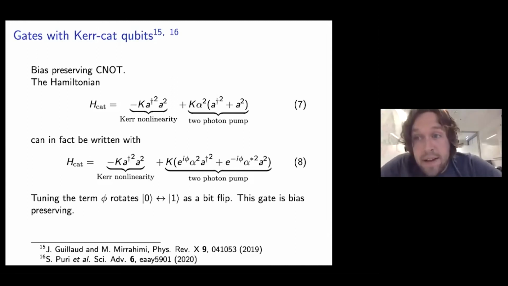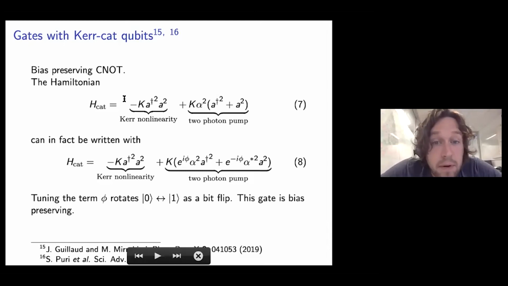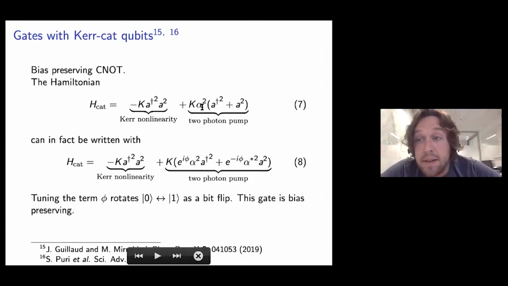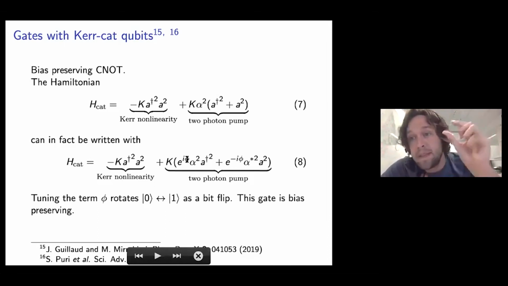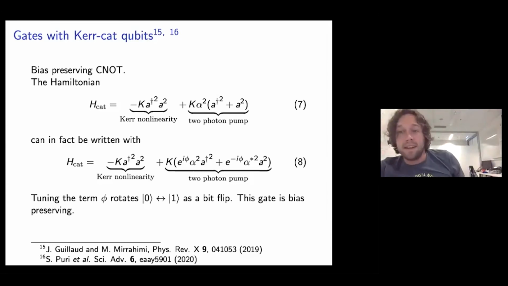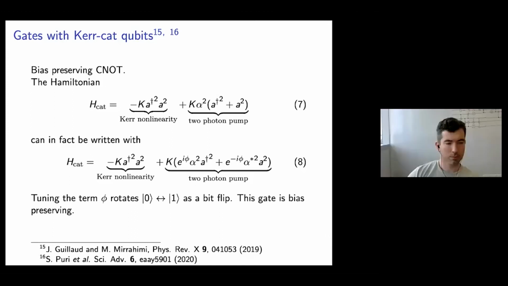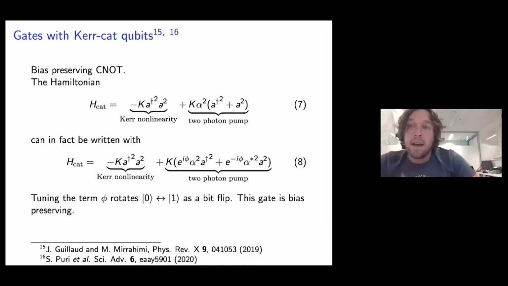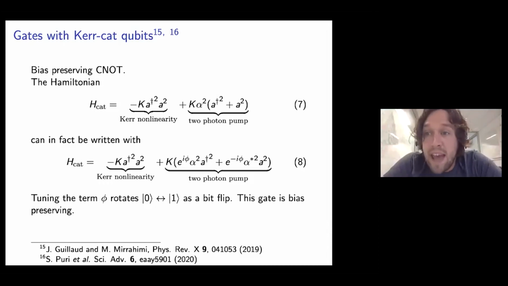So I kind of simplified some terms when I wrote down the cat Hamiltonian before, where I said there is a nonlinearity term and a two-photon pumping term. In fact, this two-photon pumping term also has this e to the i phi term, which is a knob that can be tuned in the lab. So if you tune this value of phi from 0 to pi, you actually introduce a NOT operation, which is an off-diagonal gate.